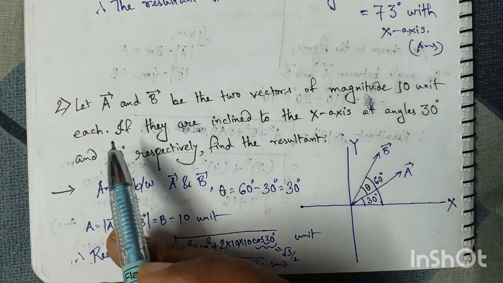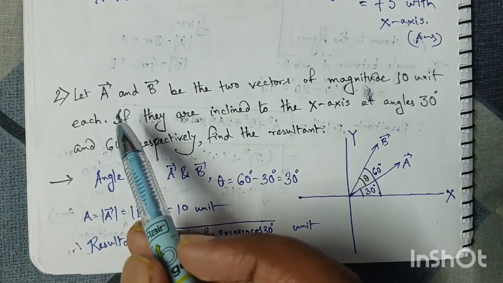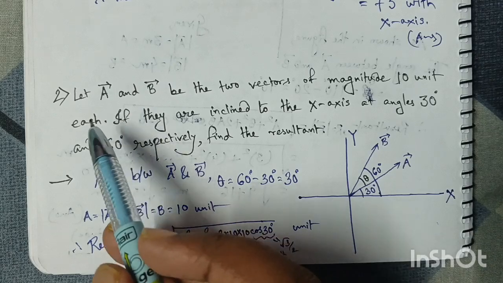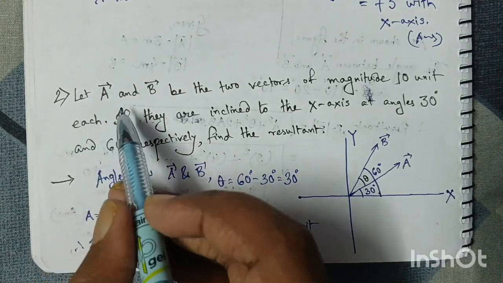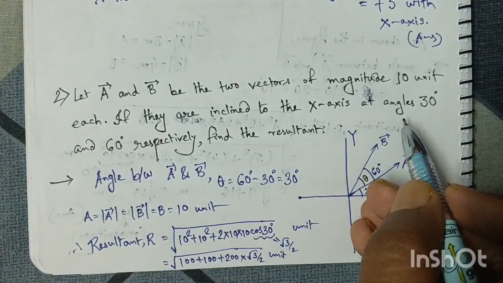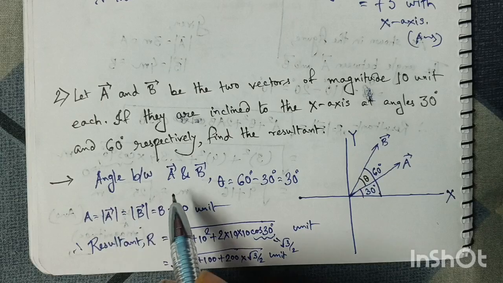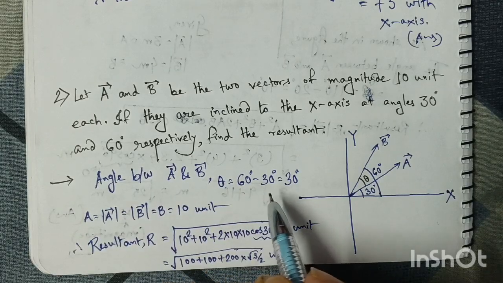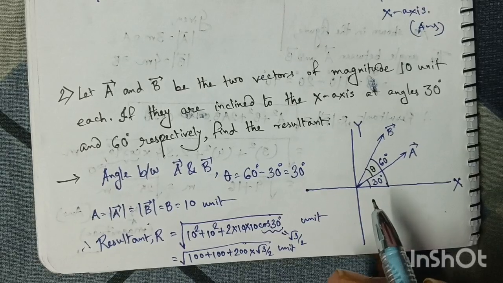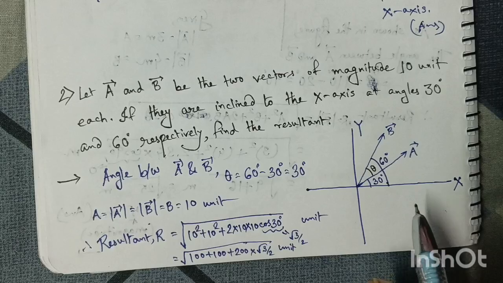Now we go to question number 2, which is similar to question number 1 and easier than the previous one. Here it says, let A and B be two vectors of magnitude 10 units each. If they are inclined to the x-axis at angles 30 degrees and 60 degrees respectively, find the resultant. And here is a schematic diagram. Now the angle between A and B, that is theta, is equal to 60 degrees minus 30 degrees, which is 30 degrees. Now A is equal to B is equal to 10 units in this case.